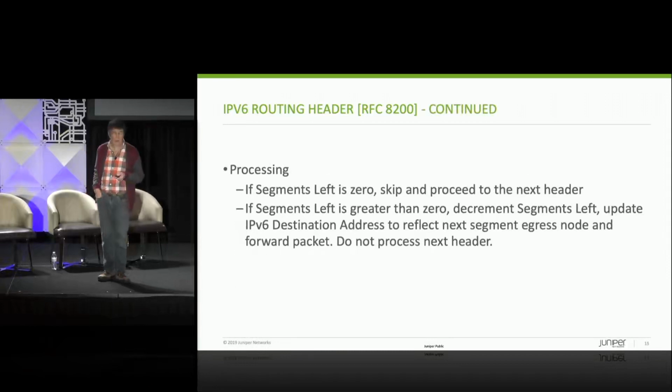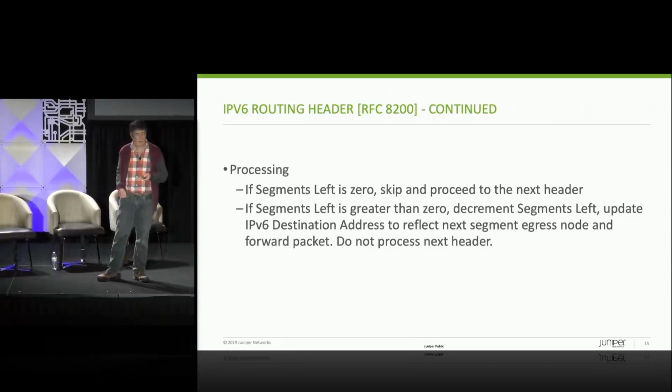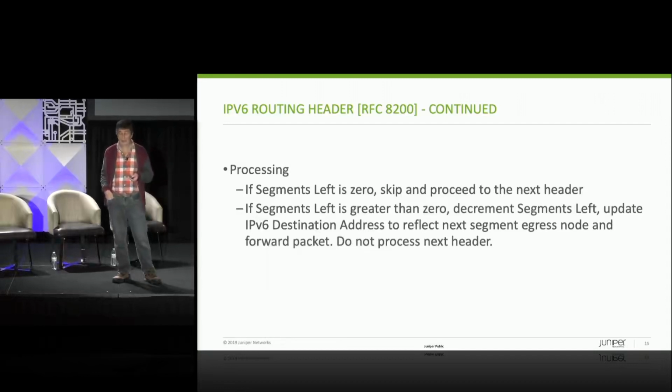Now, how do we process a routing header? Well, the first thing we do is take a look at the segments left field. If segments left equals 0, skip it and proceed to the next header. You are at the path egress node. If segments left is greater than 0, decrement segments left and update the destination address to reflect the next segment ingress node and then forward the packet. Don't process the next header. If you update the destination address, forward to the destination address. Don't look at the next header beyond the routing header.